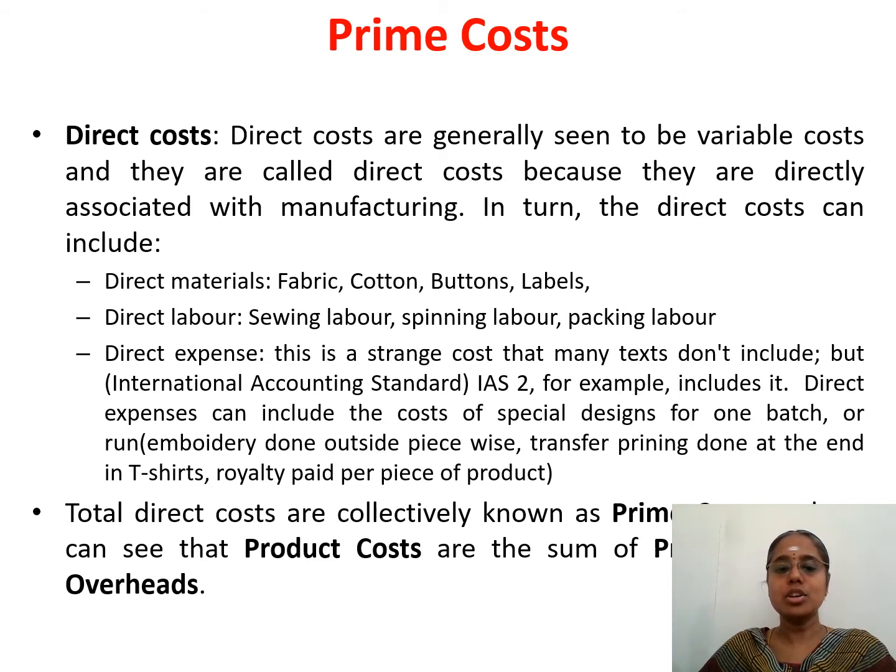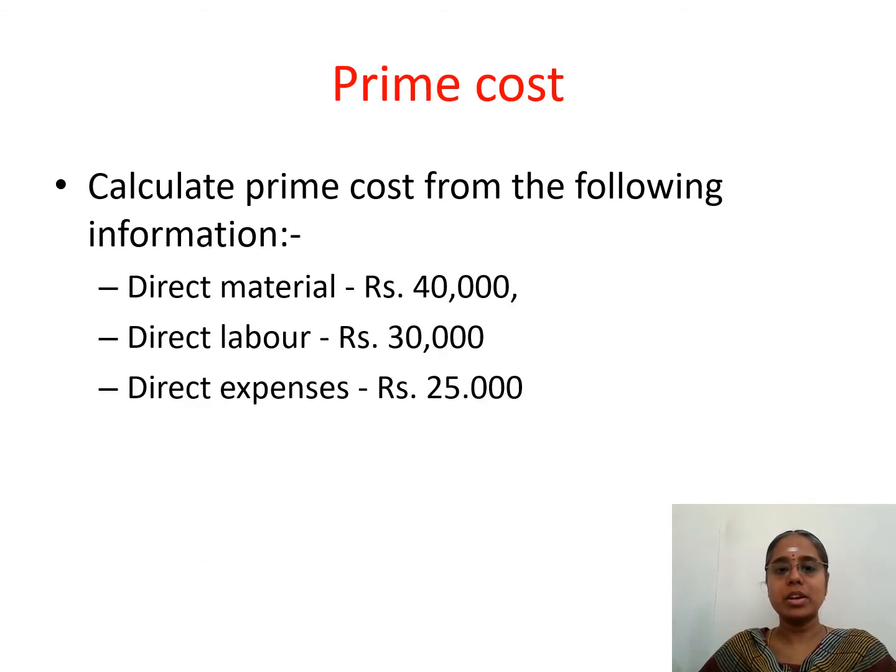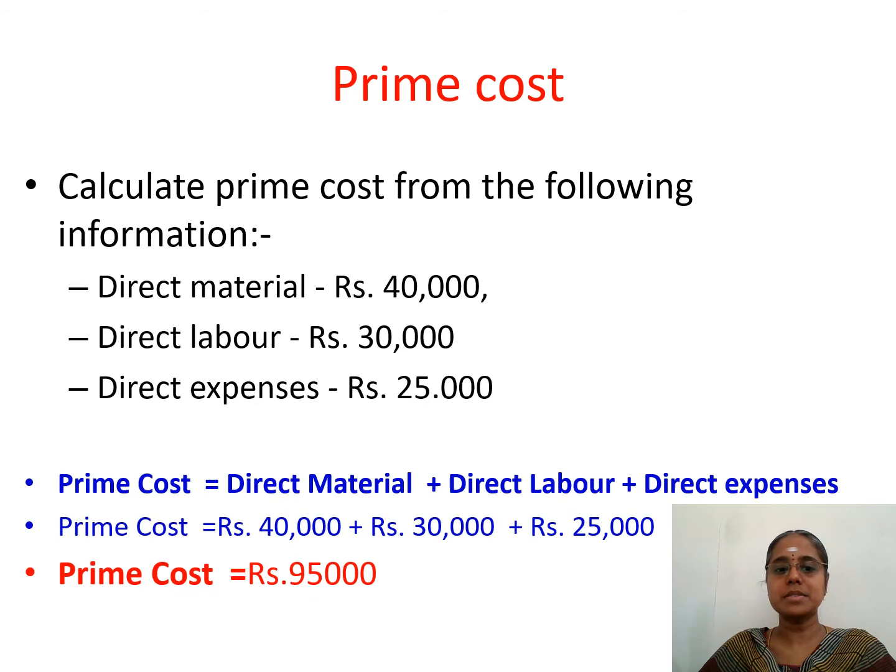Usually, the main example for direct expense is royalty. So the total of these three things, which can be traced directly to any product, is called prime cost. So can you calculate the prime cost? Yes, it is very simple. Direct material plus direct labor and direct expenses. So it is 40,000, 30,000 and 25,000. The prime cost is 95,000.